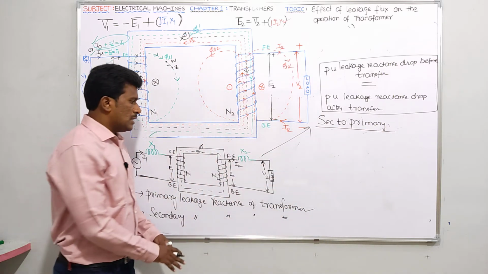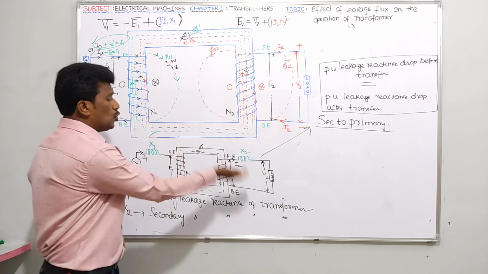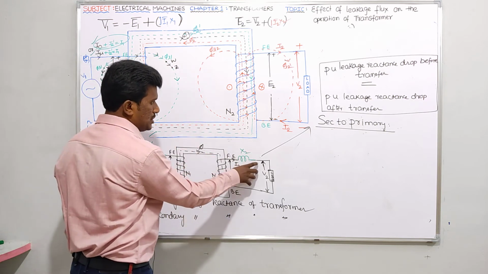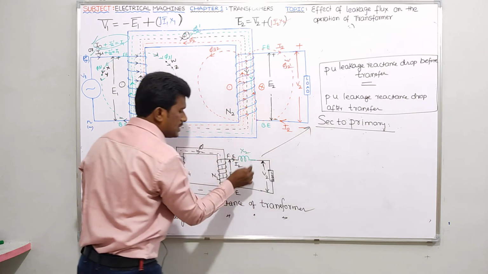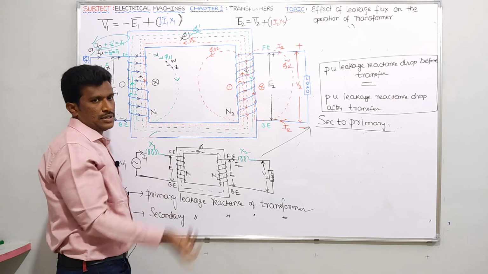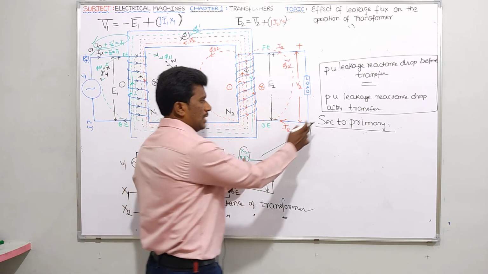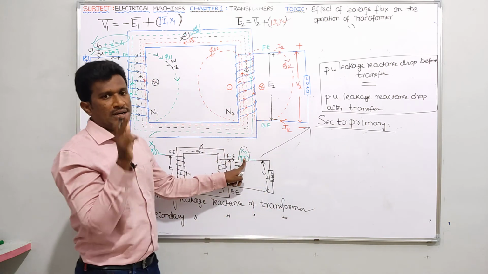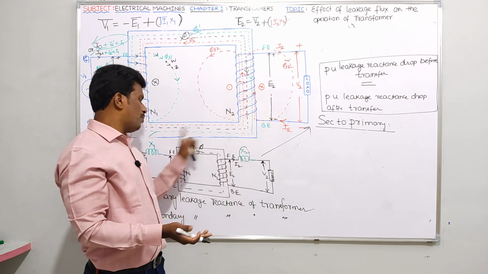Secondary to primary means in secondary, x2 is the leakage reactance. If I refer to primary, that's the meaning. Initially x2 is placed in the secondary side. If I refer it towards the primary side, what will happen? That's the question. So let me discuss x2 here, because secondary to primary we are discussing x2 only. Before transferring, x2 is in the secondary side. After transferring, x2 is going to the primary side.